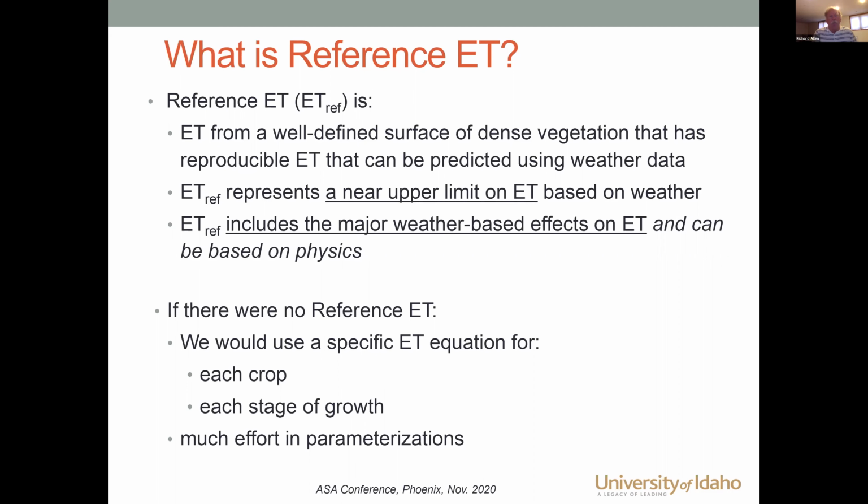The primary purpose of reference ET is to help us to estimate the expected amount of ET from vegetation under well-watered conditions, a full leaf surface, and it represents essentially an upper limit on ET. And it's, of course, impacted primarily by weather. Weather and the environment is what provides the energy to transform liquid water into vapor.